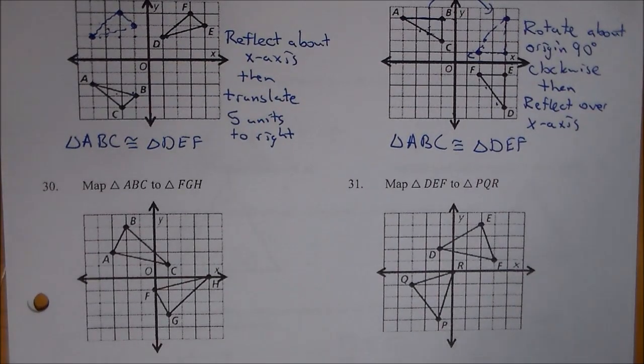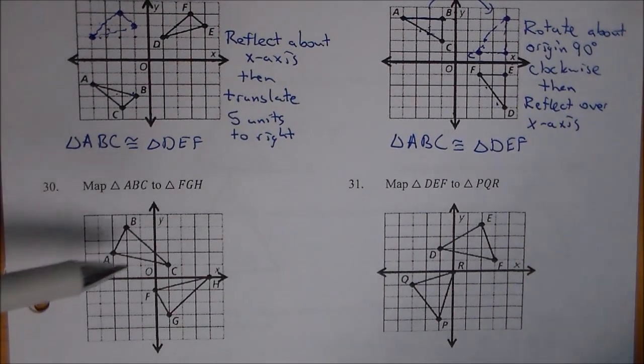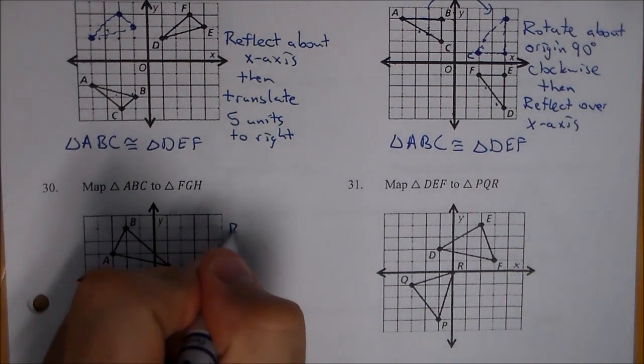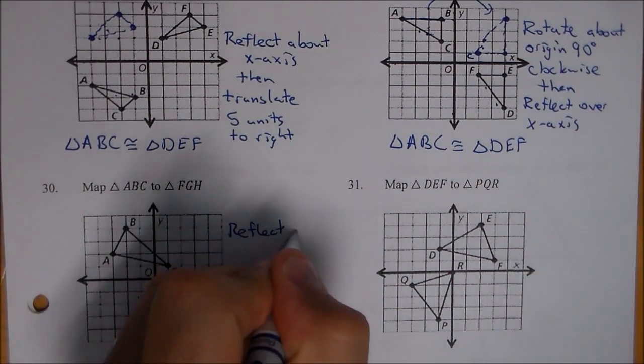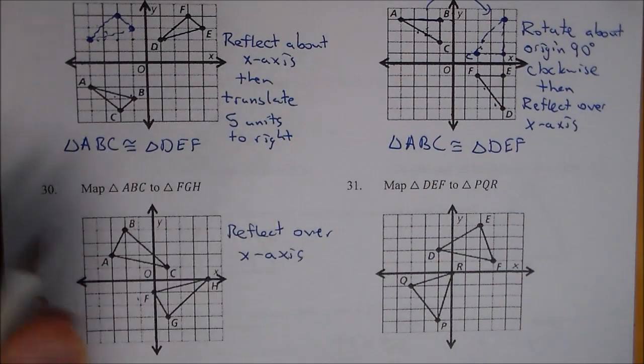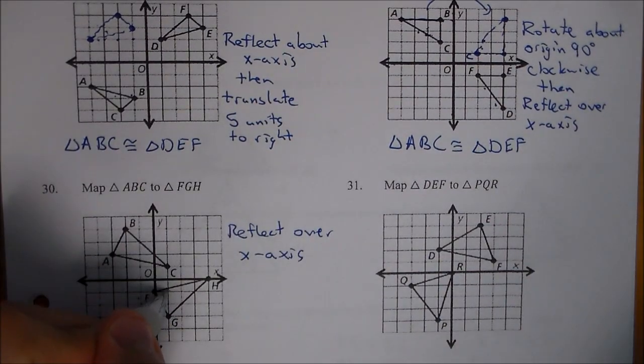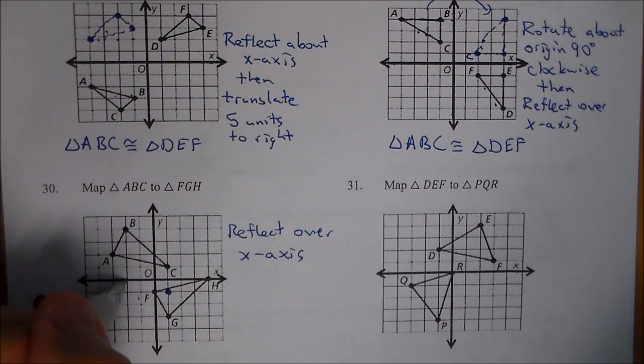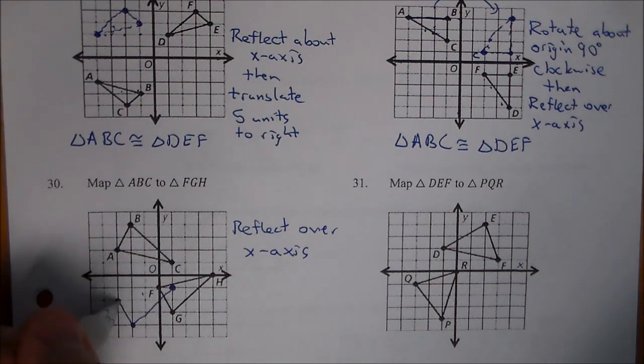For number 30, looks like we should probably reflect first. So let's reflect over the x-axis. So this comes down 1. We were up 4, so we'll go down 4. And we were up 2, so we go down 2. So it takes us to here.